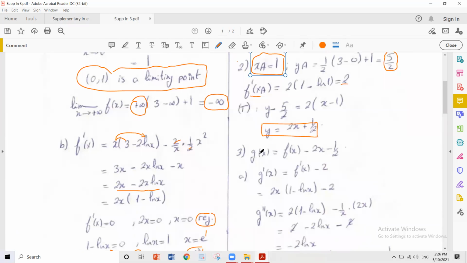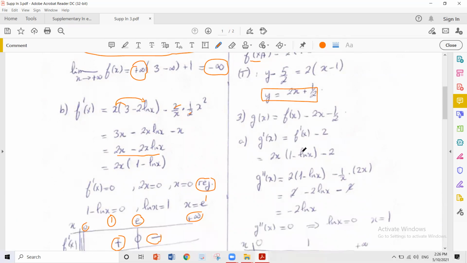So g x is f x minus 2x minus half. g prime x is derivative للf هي f prime x minus 2. f prime x is 2x into 1 minus ln x, minus 2. Then we get 2x into 1 minus ln x.